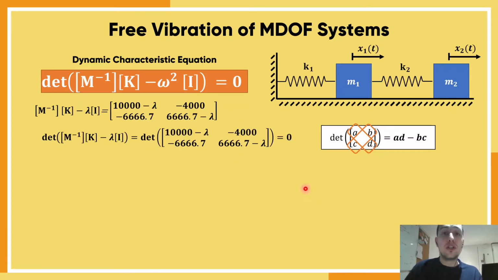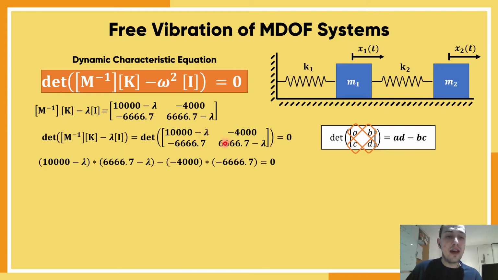So if we want to apply it to this matrix, and again, we have to make sure this is equal to 0, we're just going to do 1000 minus lambda times 6666 minus lambda, and then minus 4000 times minus 666.7. So again, this diagonal minus this diagonal. And if we want the determinant to be equal to 0, this has to be equal to 0. So the next step is just expanding the brackets, and please feel free to stop the video to do this in your calculator to make sure everything is okay.